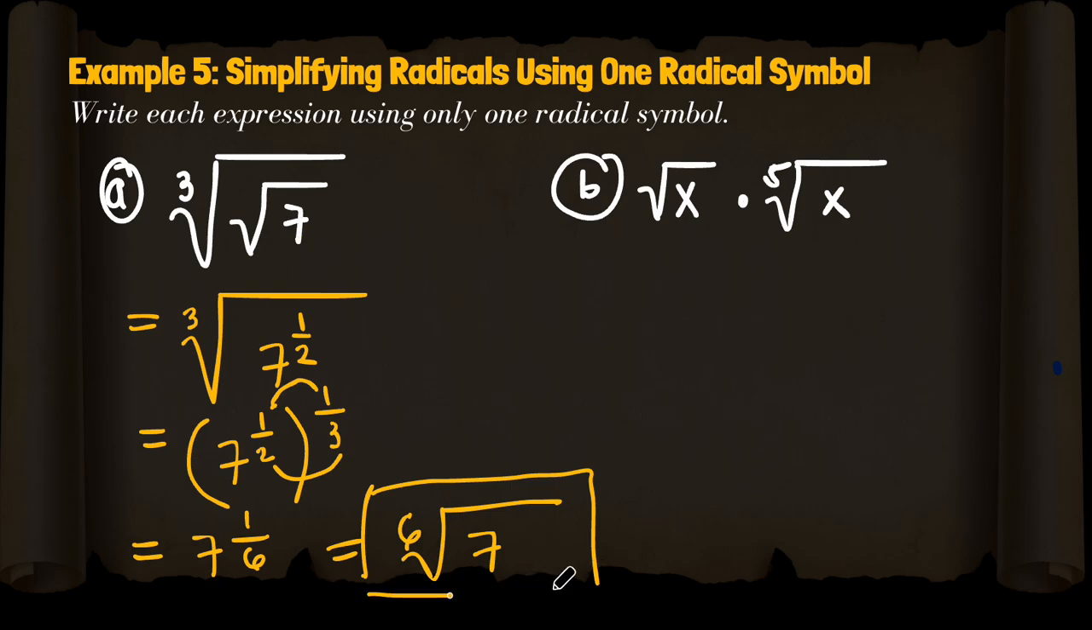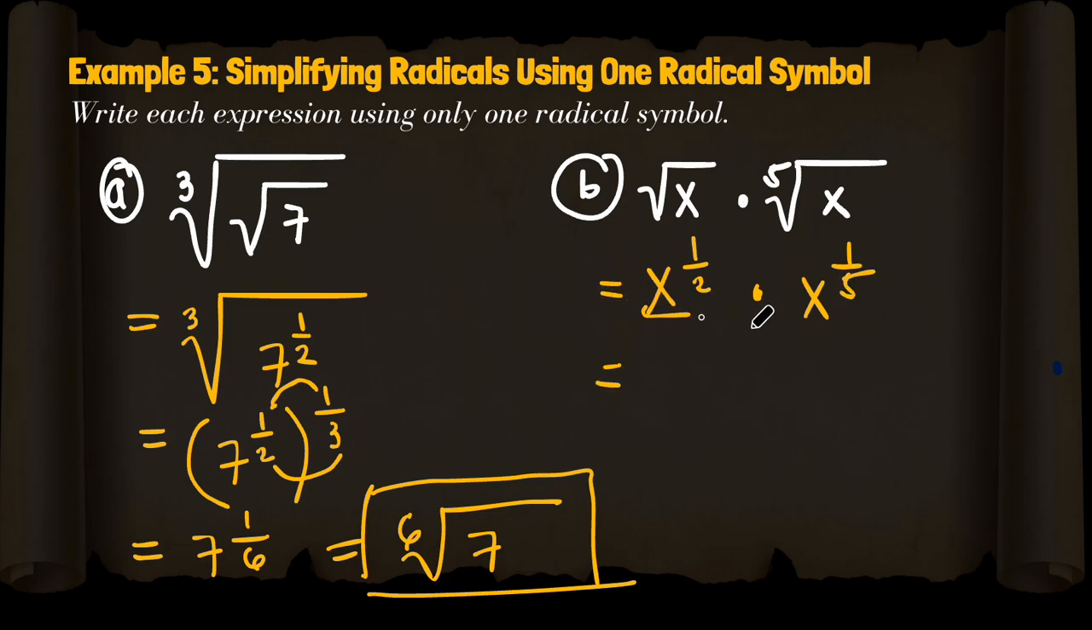Okay, now we have square root of x times fifth root of x. So how can we do this? Gawin muna natin tong exponential form. We have x raised to 1 half. Ito naman, we have fifth root of x. Mumultiply natin sa x raised to 1 fifth.